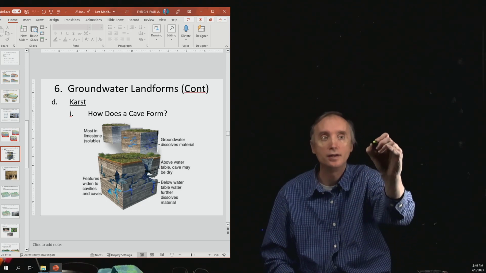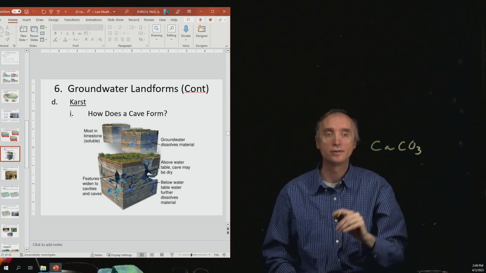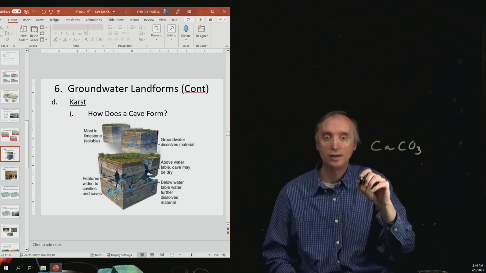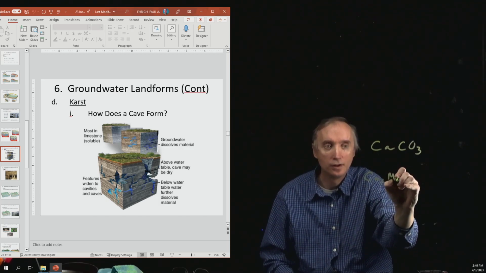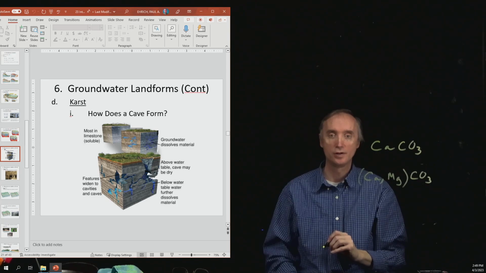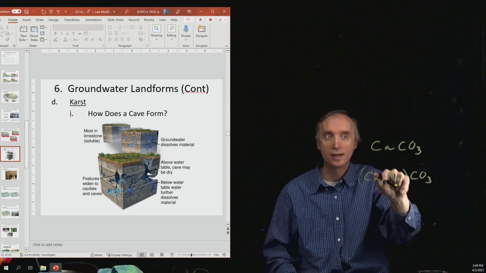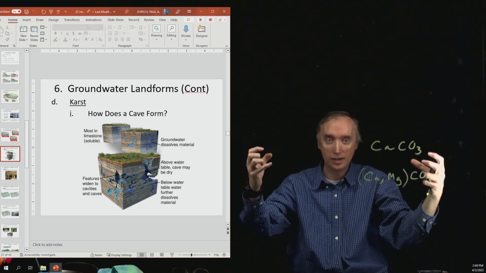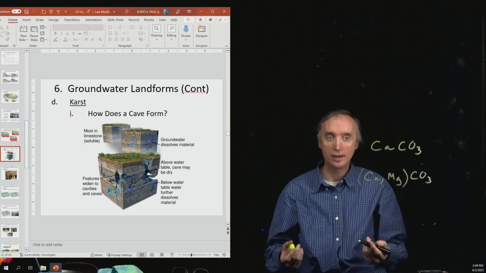Limestone is made of calcium carbonate. That is the mineral calcite, which is in the rock limestone. In dolostone, you have a combination of calcium and magnesium, and it's still going to be carbonate. So what can happen is that water, when it percolates through the ground, can dissolve and break apart the calcium from the carbonate. And so that's going to leave a hole where the calcite used to be. And we're going to call that hole a cave.